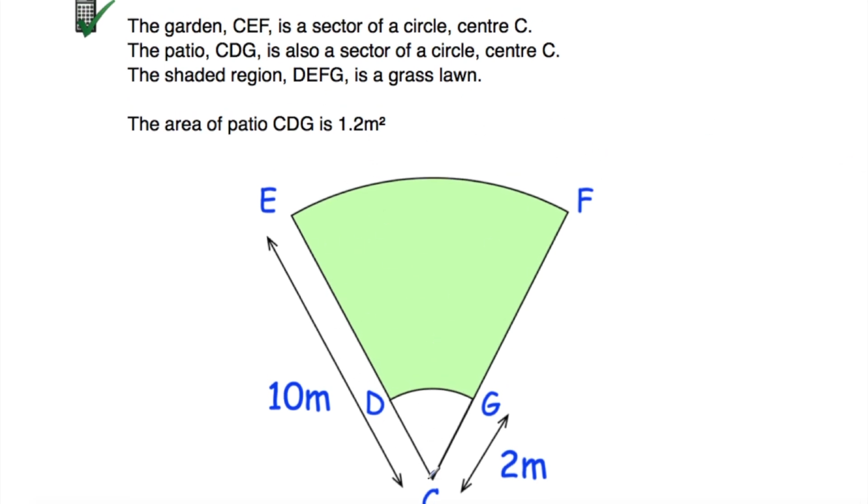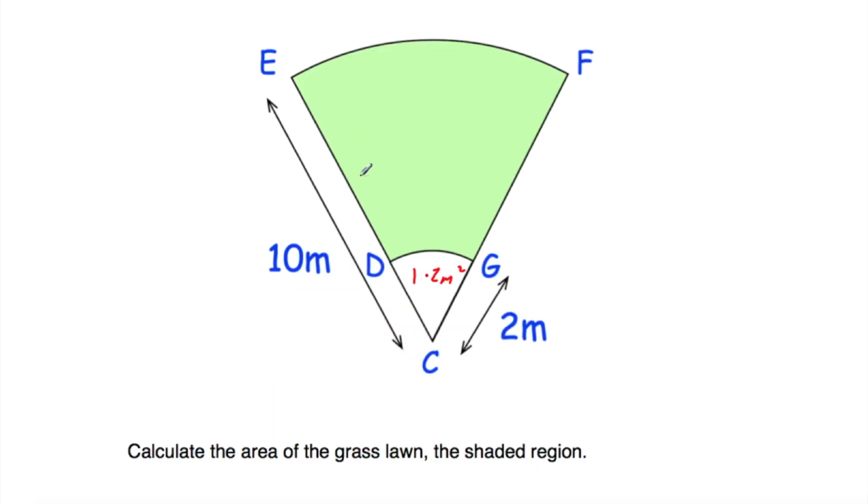We're told that the patio, CDG, is a sector of a circle centre C, and the shaded region, DEFG, is the grass lawn. So this is the grass lawn, and we're told the area of this patio is 1.2 meters squared. That's the area of this white sector here, and the question says to calculate the area of the grass lawn, the shaded region. So we want to find the area of the shaded region.